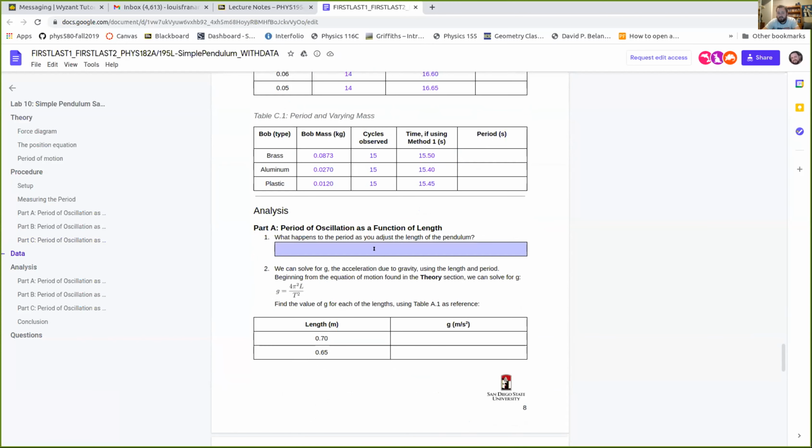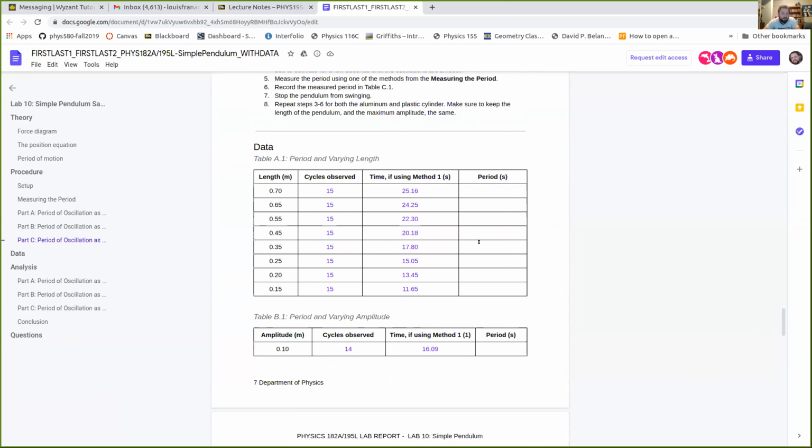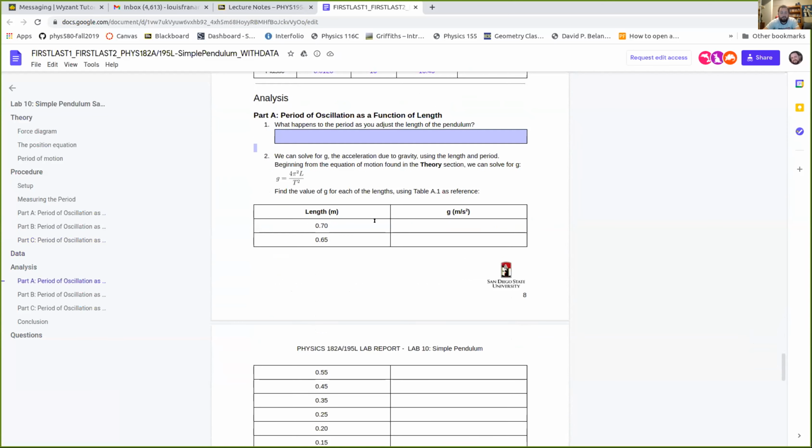And then you're just going to answer some questions based on the observations of those tables, which is basically, what happens to the period as you adjust the length? You'll notice that the period changes as the length changes. Does it get smaller when the length goes down, or does it get larger when the length goes down? Just go ahead and answer that question. That's all I want you to see.